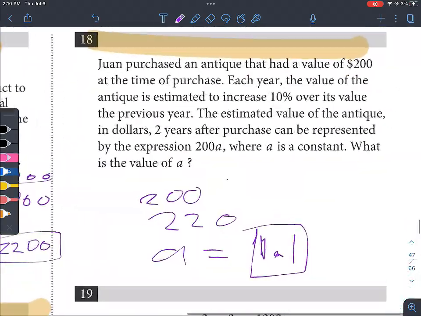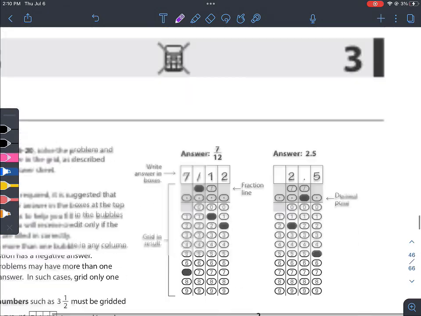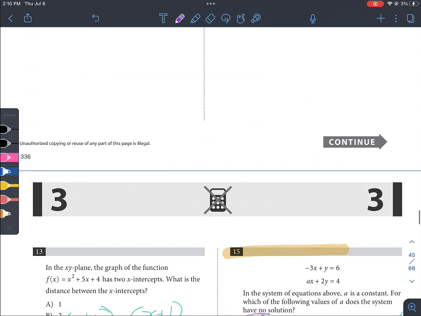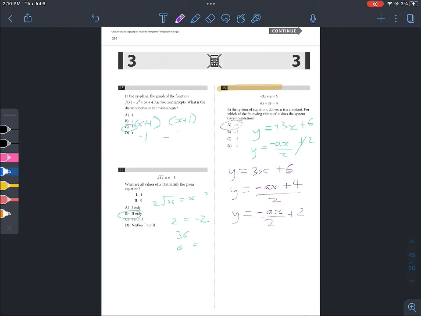Okay. 200 times 1.1. Yeah, that's 220. Hopefully that's the answer to our thing. What was the other one we were having trouble with? Was it this one? Yeah. Let's see. 15. Very annoying.